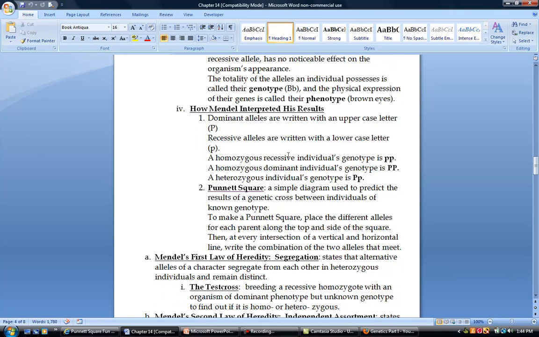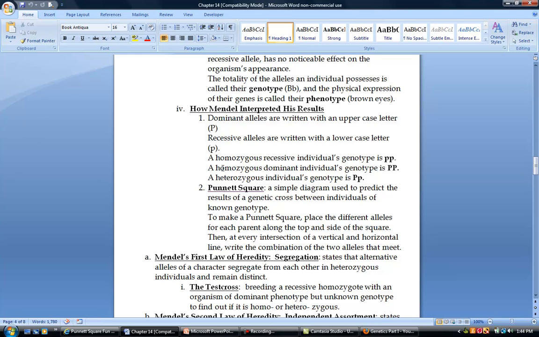So the way that he interpreted his results, I've touched on a little bit. Dominant alleles are always going to be written in an uppercase letter, so you see a big P here. Recessive alleles are going to be written with a lowercase letter, which is that little p you see here. So if we say that something is homozygous recessive, okay, let's take that apart. Homo, same. Zygous is alleles. Recessive are going to be the lowercase. Then their genotype, which is the genes that they have, are going to be little p, little p.